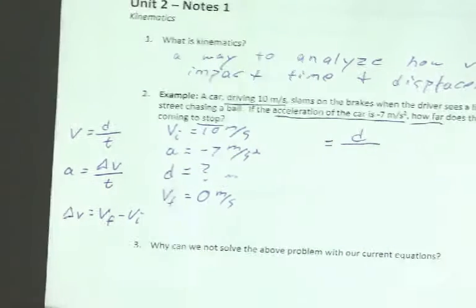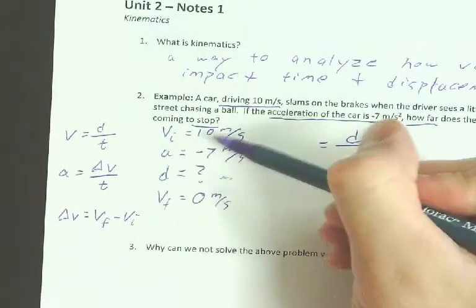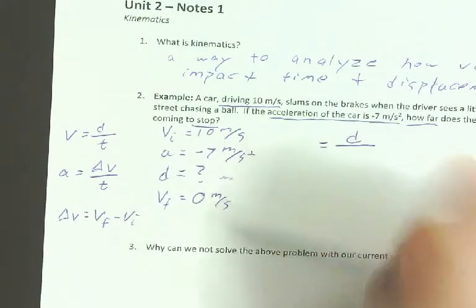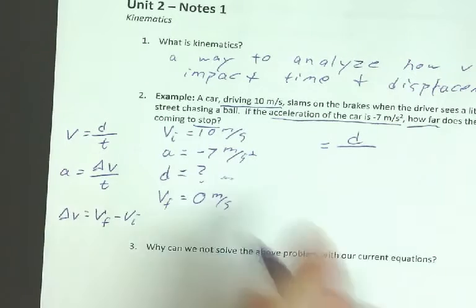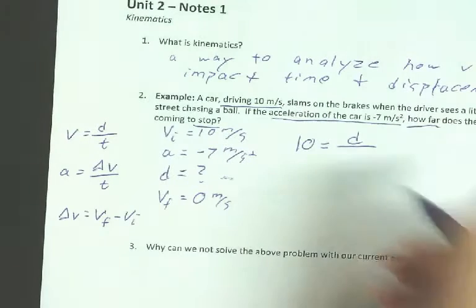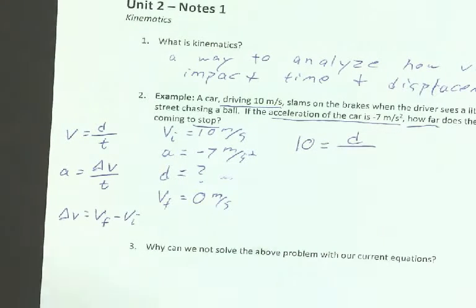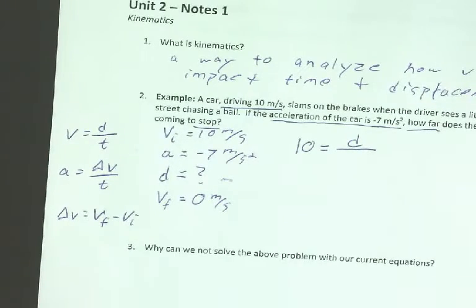But you can see already I'm running into a problem here. What velocity do I use? I've got two. I've got 10, and I've got 0. Well, it probably doesn't make sense to do 0, so I'll do 10. That makes a little bit more sense, I suppose. But now I need the time. Okay, well, I need to figure out what time it takes to do this. I don't know what the time is.